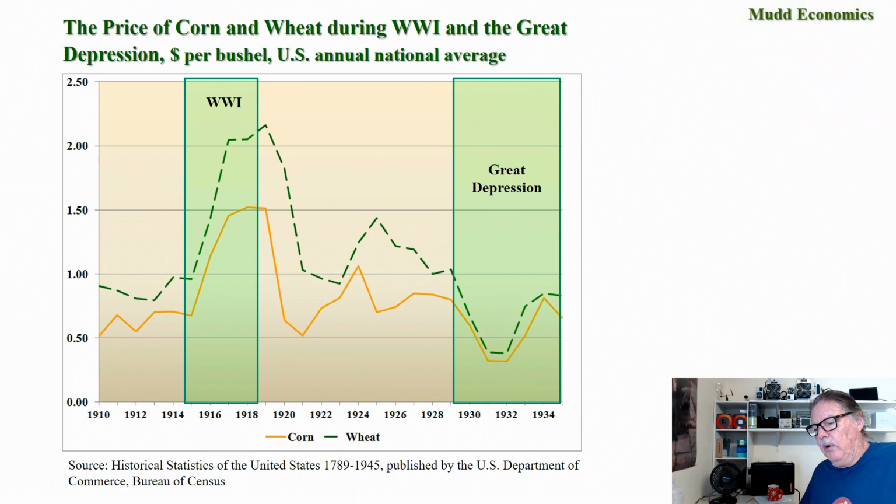As soon as the war ends, then the price of these commodities don't instantly collapse, but they come down quickly. By the time a year has passed, or a year and a half or so has passed, we've got wheat back down to $1 and corn back down to 50 cents.